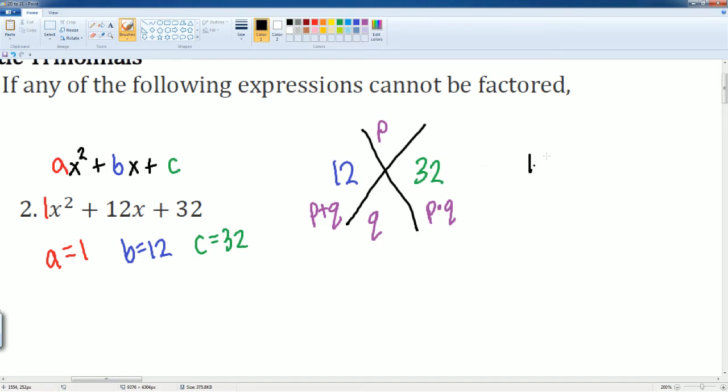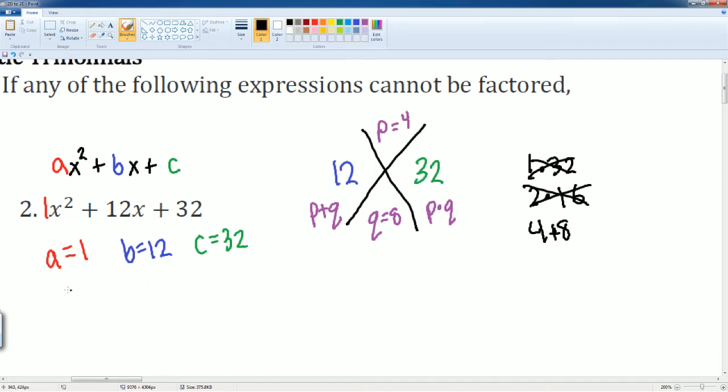So let's go over my possibilities. I have 1 times 32. That works, but it doesn't equal 12. Then we have 2 times 16. Does that get you 12? No. Let's see. 3 times anything? Nope. 3 is not possible. 4 times 8. Yes, that does work. 4 times 8 is 32, and 4 plus 8 gets you 12. 8, 9, 10, 11, 12. Perfect. So the 2 numbers that we have here are 4 and 8. They multiply to make 32 and add to make 12.